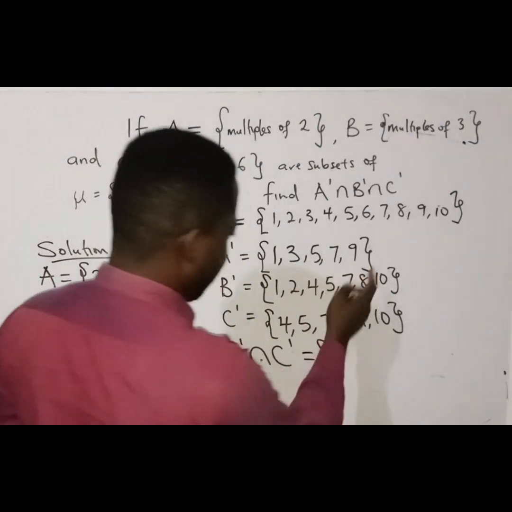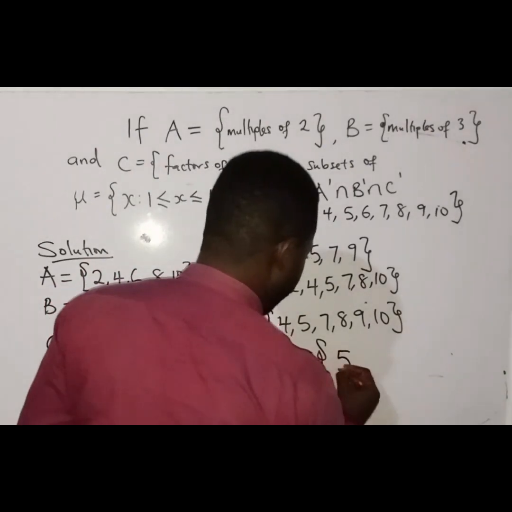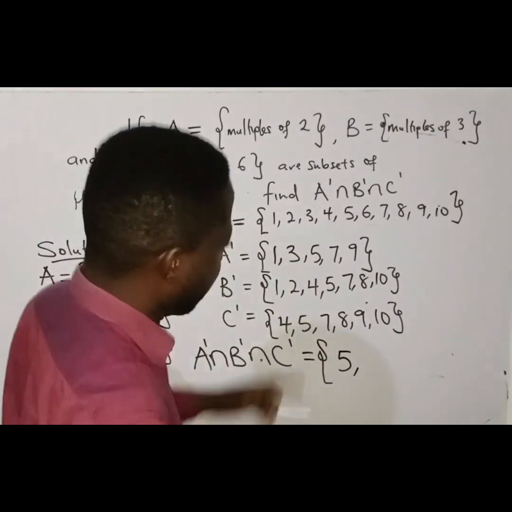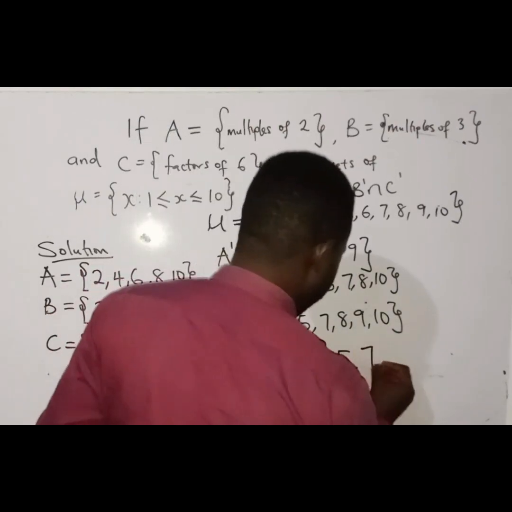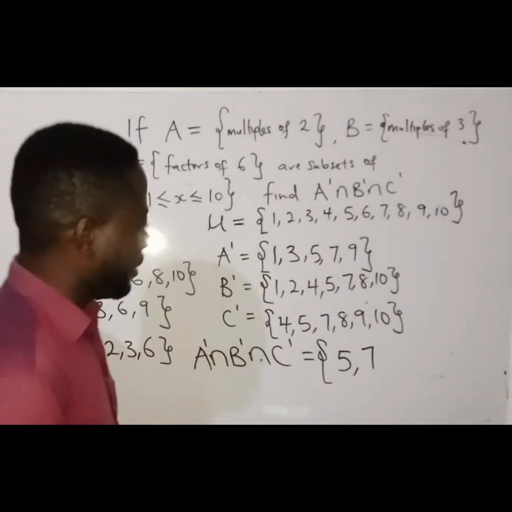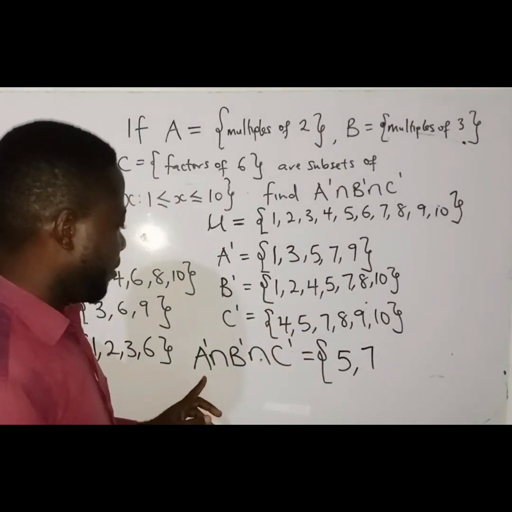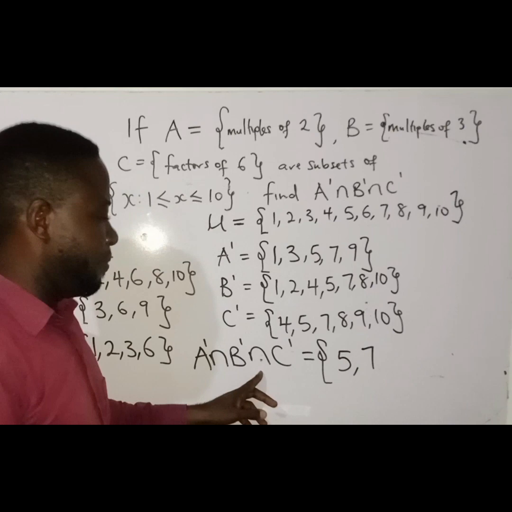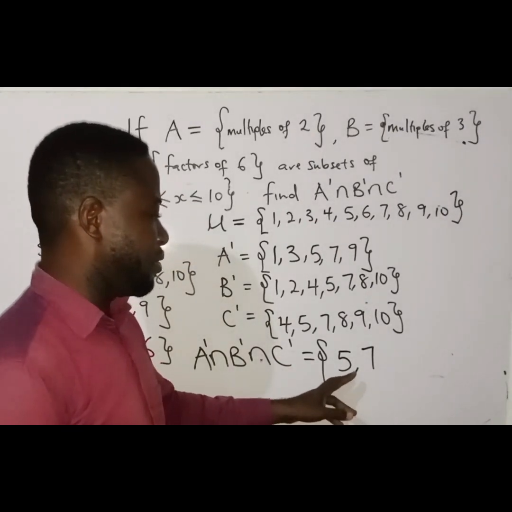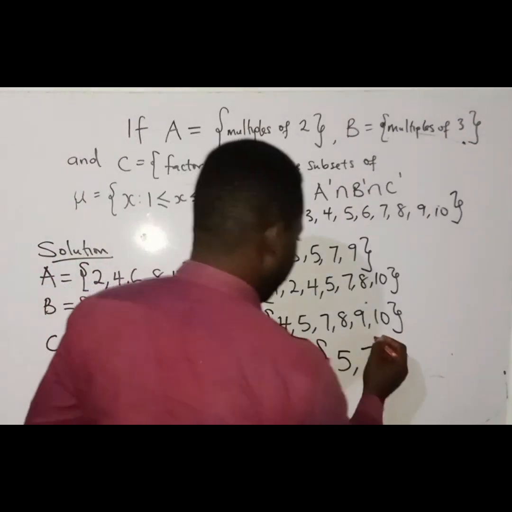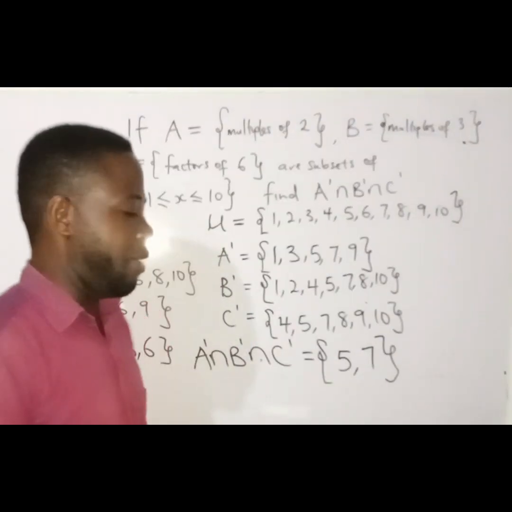Here you can see that 5 is common: 5 is here, 5 is here, 5 is here. So I'm going to pick 5. Another number, 7 is here, 7 is here, 7 is here. So I'm going to pick 7. Do we have any other numbers? No. So in that case, A complement intersection B complement intersection C complement is equal to the set of 5 and 7. Only 5 and 7. So that is going to be our final answer.